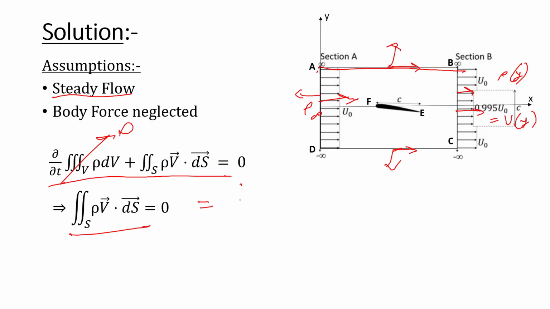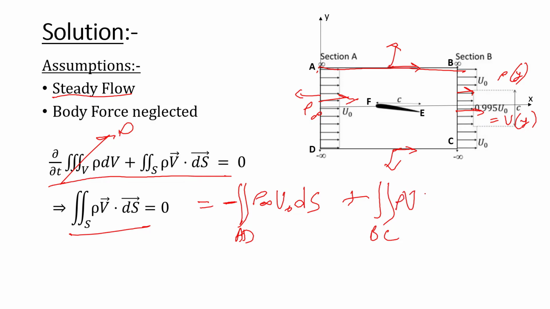So we will write it as the double integral of rho at AD, where density is rho infinity and V is U naught, and dS, with a negative sign due to the dot product. Similarly for section BC, it will be rho U dS, equal to 0.